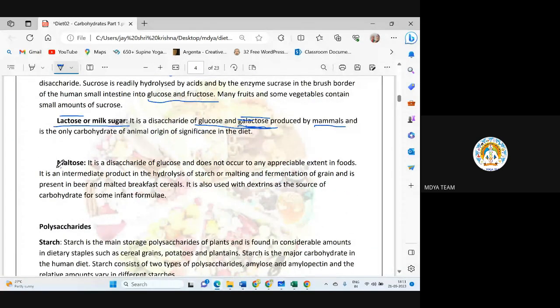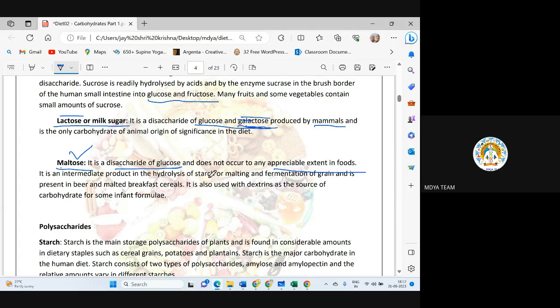Next one is maltose. So maltose is a disaccharide of glucose. There is also a question on this, I think around July 2022. It was like which disaccharide gave two molecules of glucose. So maltose is the only disaccharide which on hydrolysis gives two molecules of glucose. But maltose does not occur to any appreciable extent in food.